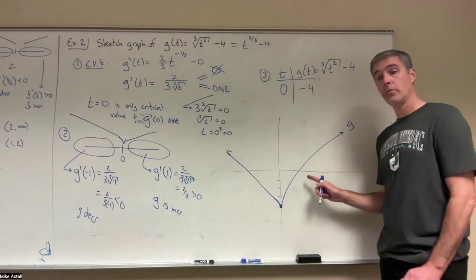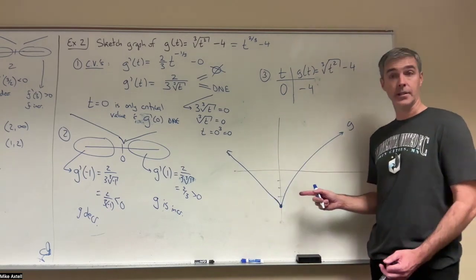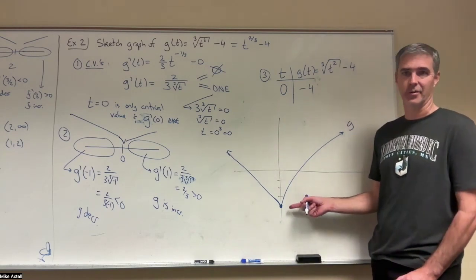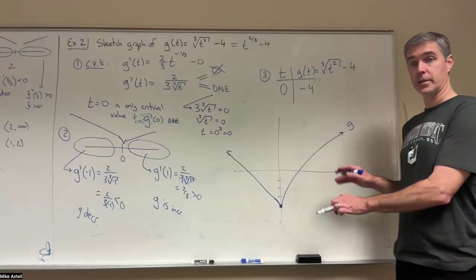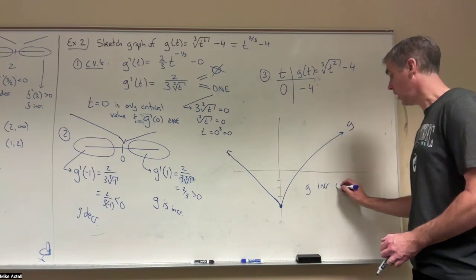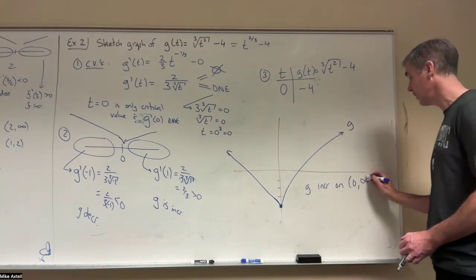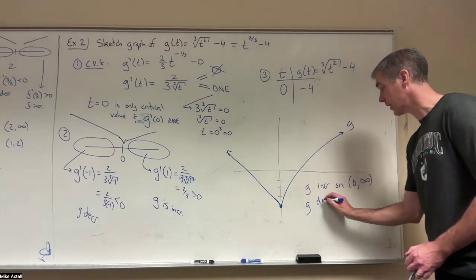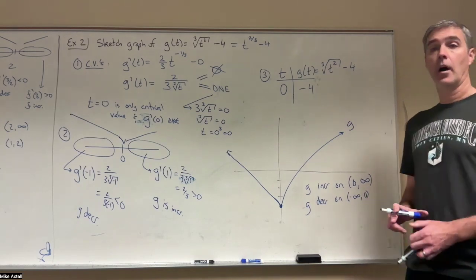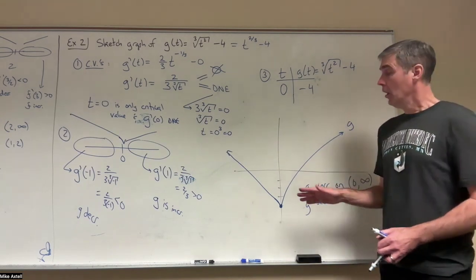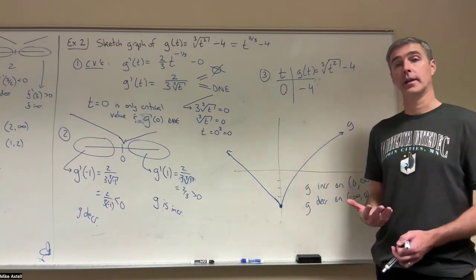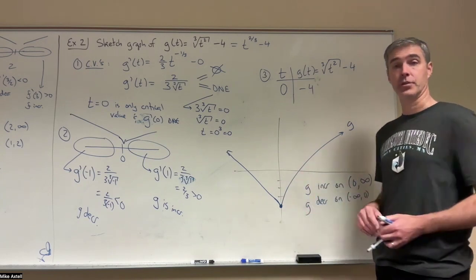Now, could I figure out my t-intercepts? Yes, I could. Could I figure out where my y-intercept is? Well, I already know it's at 0, -4. So I could add more detail to this, but for now, this is good. And I could also say that g is increasing on the interval from 0 to infinity. And I know that g is decreasing on the interval from -infinity to 0. Okay. All right. Now, day 2, we're going to try and add in the curvature, which we'll call concavity, to get a slightly better view of what this graph is looking like.